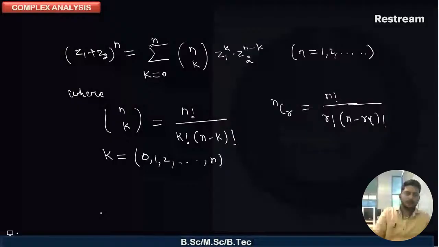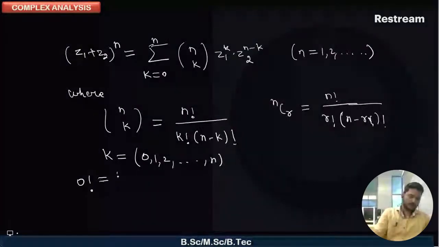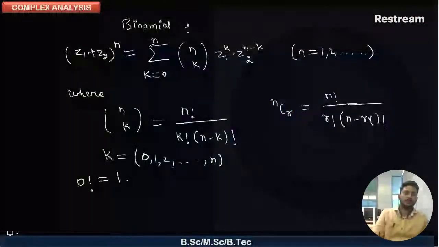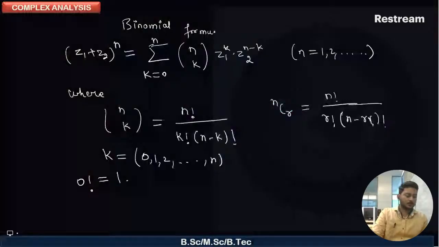Here 0 factorial is equal to 1. So this is the proof. Basically these are the binomial formulas for any complex number, valid for real numbers and also valid for complex numbers. Okay, so hopefully you understand this.